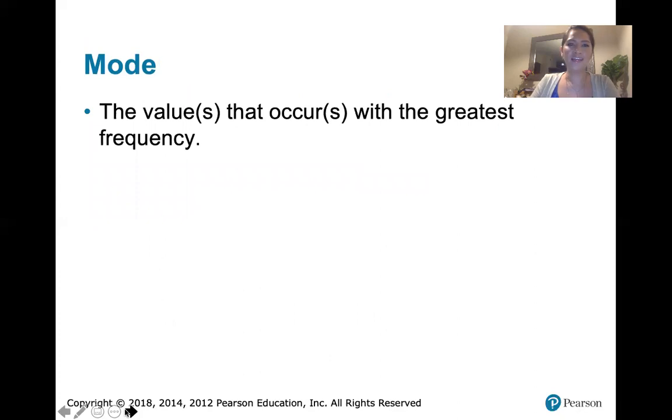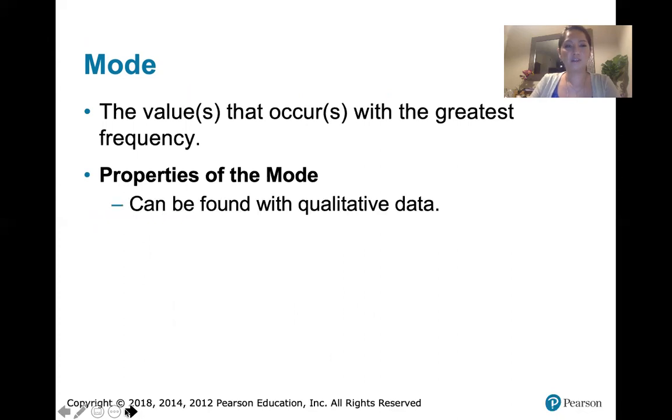The mode is the value that occurs with the greatest frequency on your list. Some properties of the mode include this. This can be found with qualitative data. With qualitative data, you can't really calculate that arithmetic mean, that regular mean. If you're talking about, let's just say, hair color, it doesn't make sense to talk about the mean of like 5 brown hair and 3 blonde hair and 2 red hair. It doesn't make sense at all.